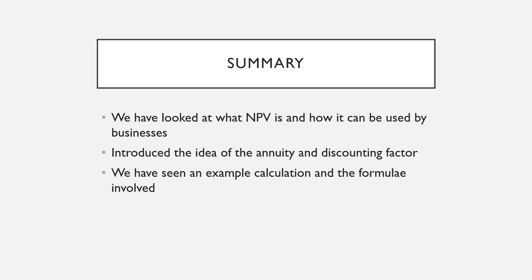And just a quick little summary. We've looked at what net present value or NPV is, how it can be used by a business, and we've introduced the ideas of the annuity function, the discount factor, and we've also looked at a little example calculation with that timeline as well.